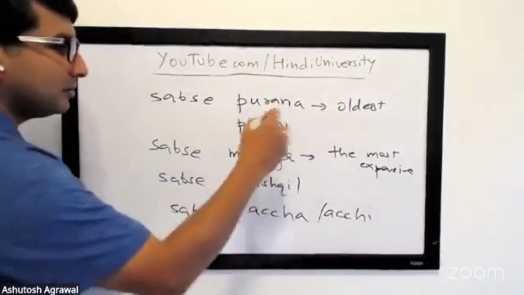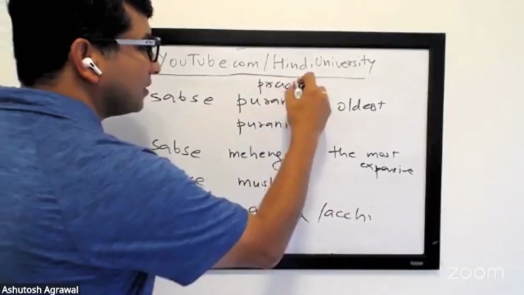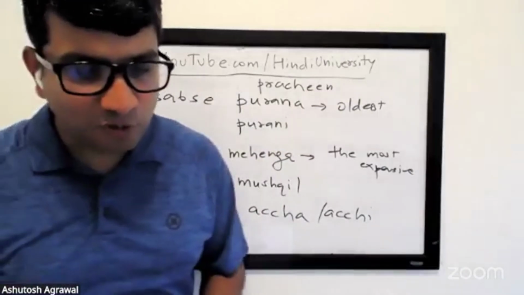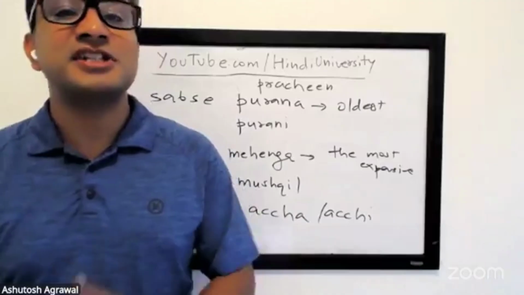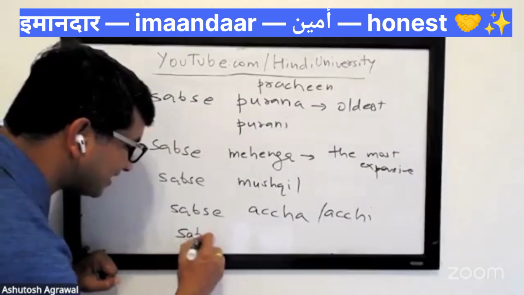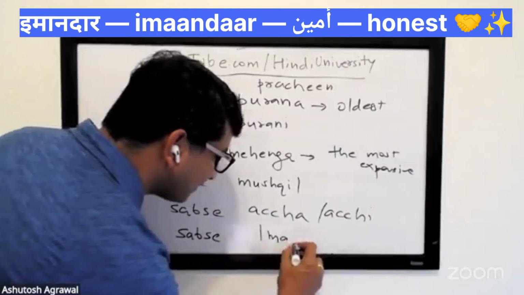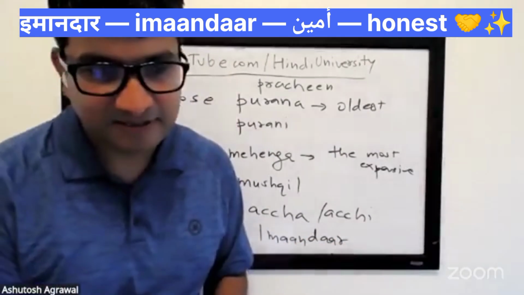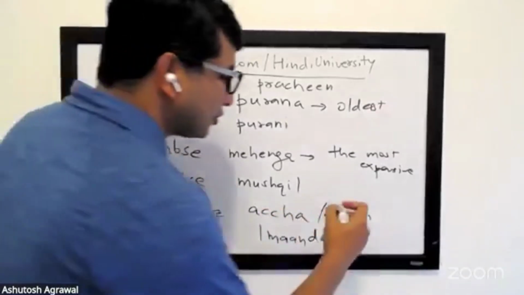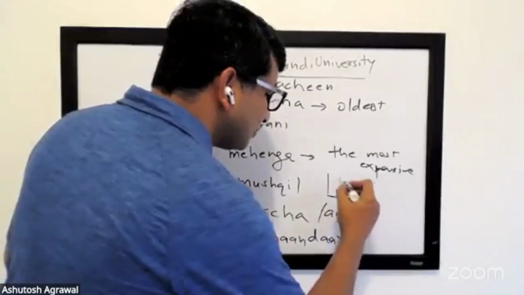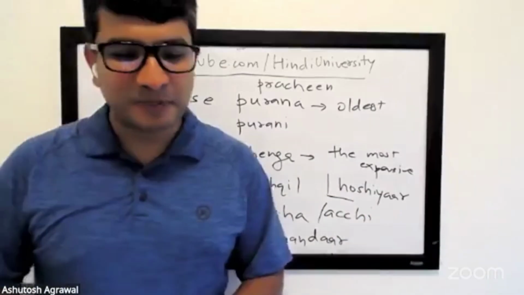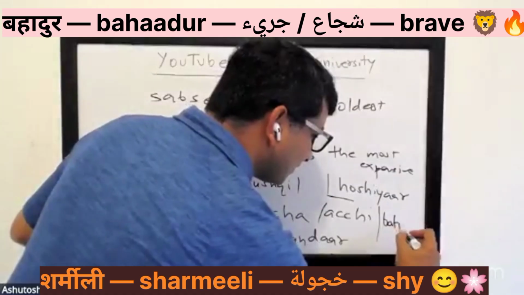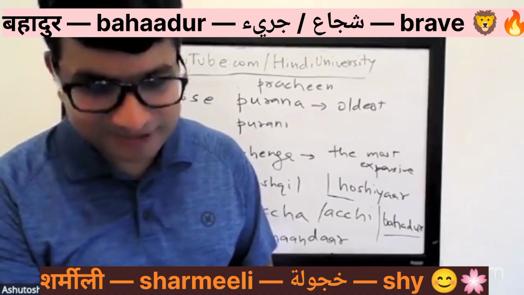In a news article, you will say सबसे प्राचीन also, which is another word for old. प्राचीन, okay, it's a more formal word. ये सबसे प्राचीन इमारत है. इमारत is the building. Yes, you can say that. सबसे ईमानदार. What else? होशियार. सबसे होशियार. Very good, right? So you're talking about the most intelligent person in the room. Yes, you can say सबसे बहादुर. Same thing. बहादुर is okay. सबसे शर्मीली. Okay. Patla or patli.